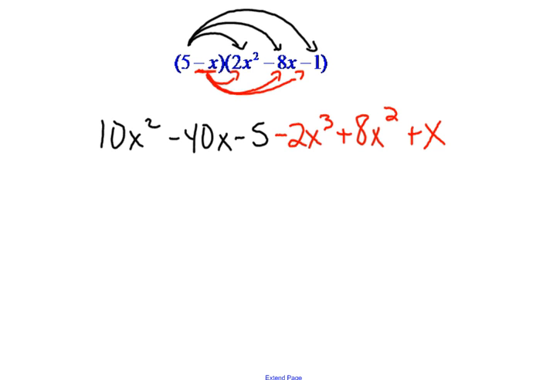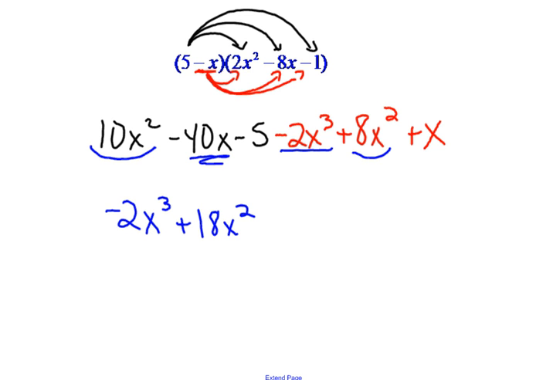So now we can go back and combine like terms. I'm going to look for my highest exponent, which is a cubed. There's nothing to add to that one, so negative 2x cubed. Then I'm going to look for my squareds. I have 10x squared and positive 8x squared, which makes 18x squared. Negative 40x and x gives me negative 39x. And there's nothing to add to my last little 5, so negative 5.